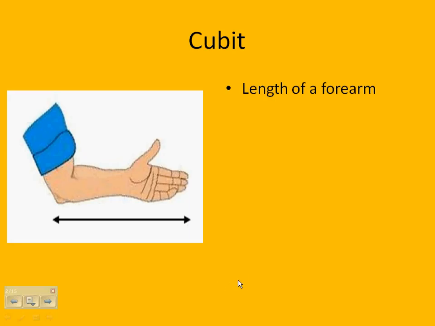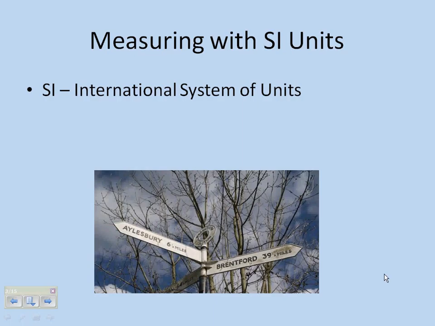This unit was first mentioned in written language in the 1300s, but I think you can see what the issue is. We would all have a different length for a cubit. So we now have a standardized system. We are using the metric system, even though my picture shows miles, and it's called the International System of Units.